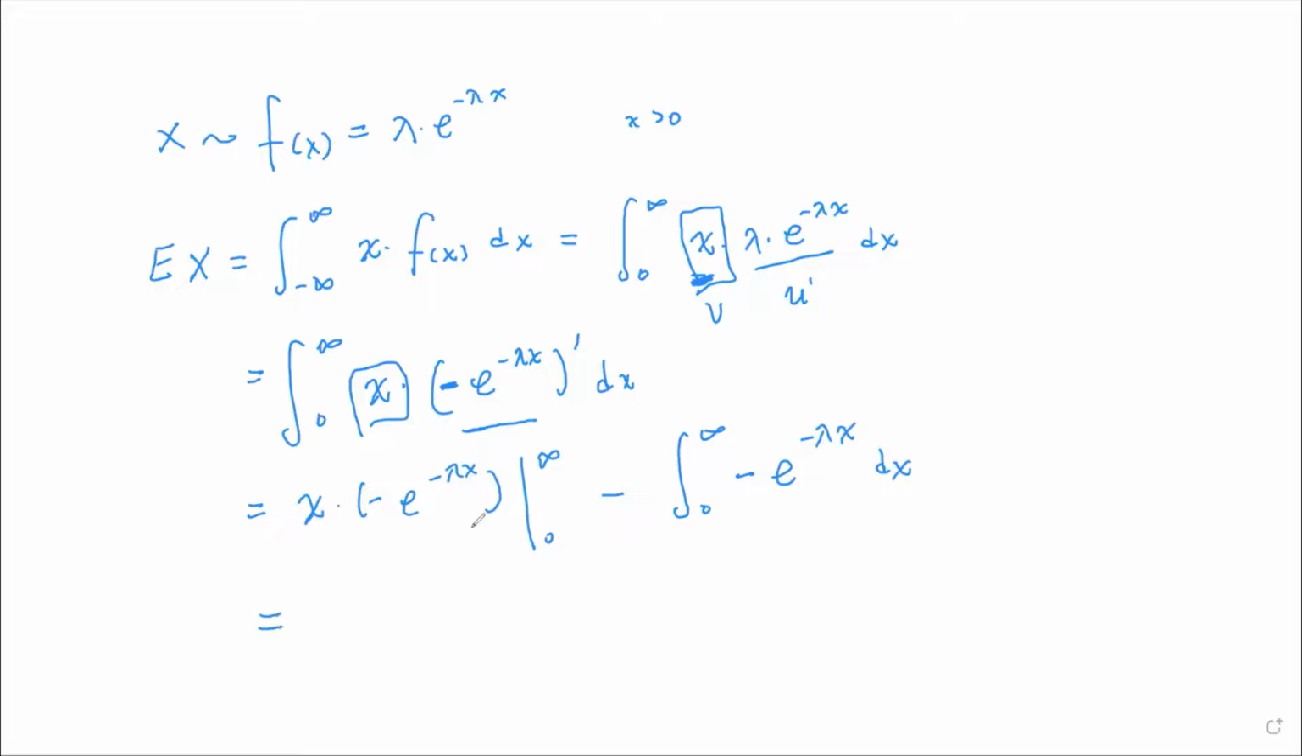All right, and then you plug in infinity, now x goes to infinity, but e to the negative lambda x, when x goes to infinity, this goes to 0 faster than x goes to infinity. So multiply together, you get 0 actually. So 0 minus 0, it's just 0. Well, plugging in 0 to x, you get 0, so it's just 0. And you have negative, negative canceled out, you have a positive. You have that.